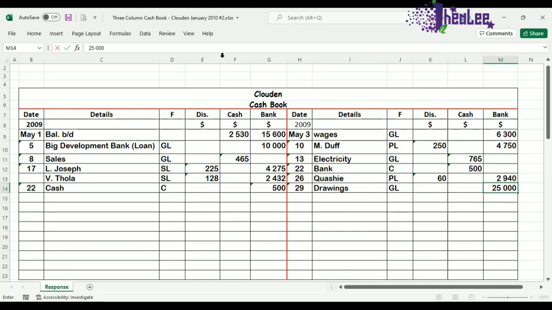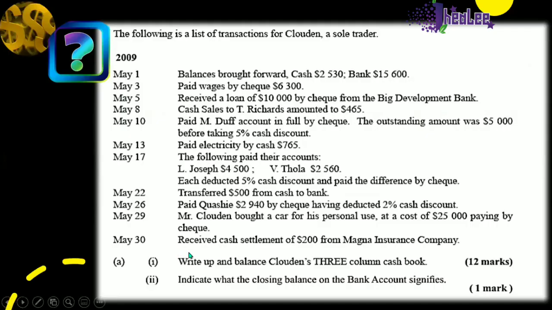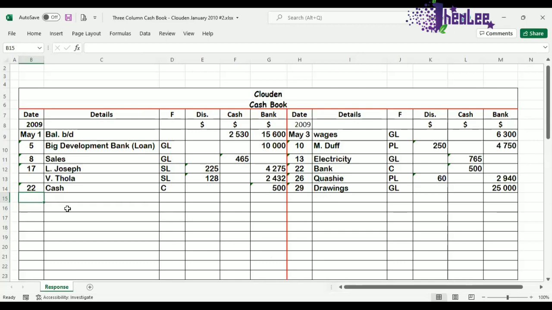We're almost at the end. We are now going to look at the last transaction, which is received cash settlement of $200 from Magna Insurance Company. So that's a receipt on the debit side, May 30th. Our details is Magna Insurance, and the value was received by cash. So therefore, we are entering that value in the cash account. This is insurance, so therefore, we are going to put this in the general ledger for our folio.